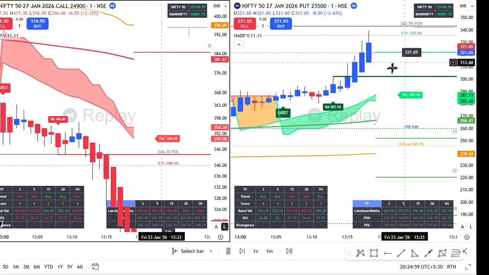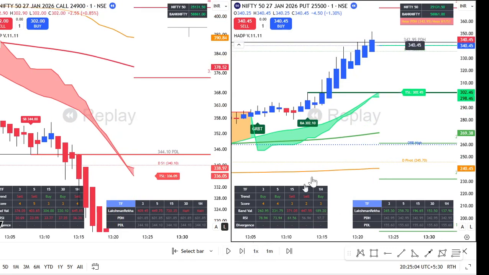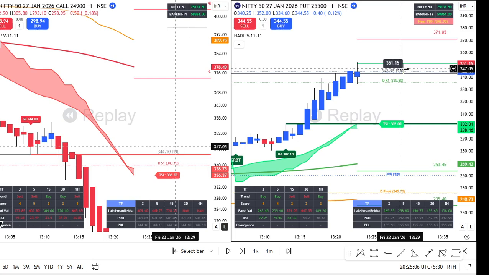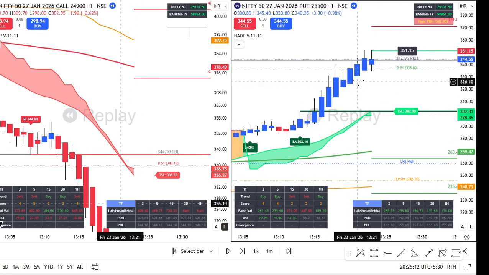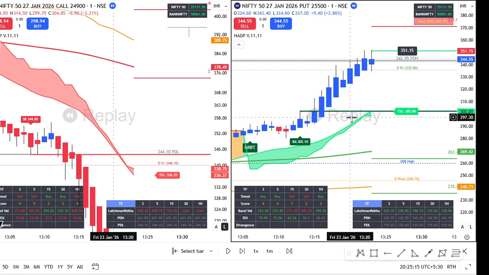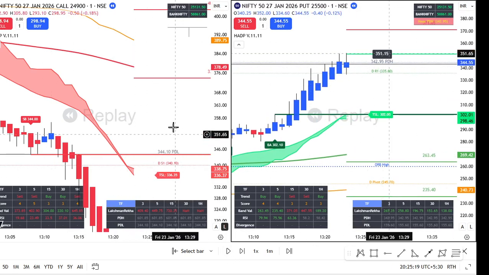302 to 327 already. Look at that high. Now watch what it did. The previous day high of this put was 342.95. It has already hit 351. And the band is far away. Right? Let me go further. Now look at what happened.